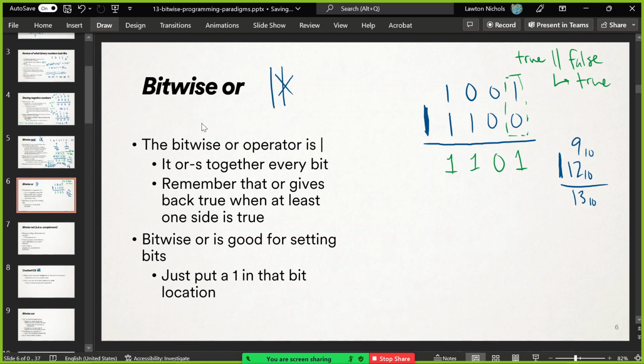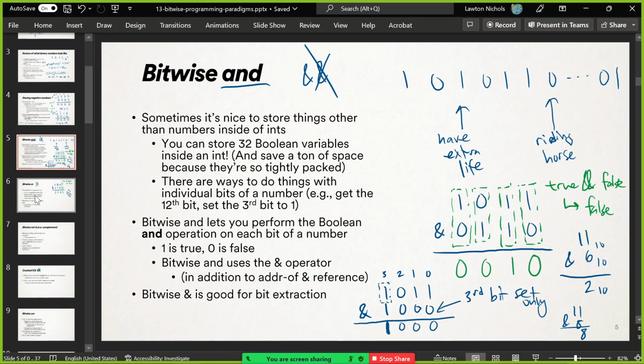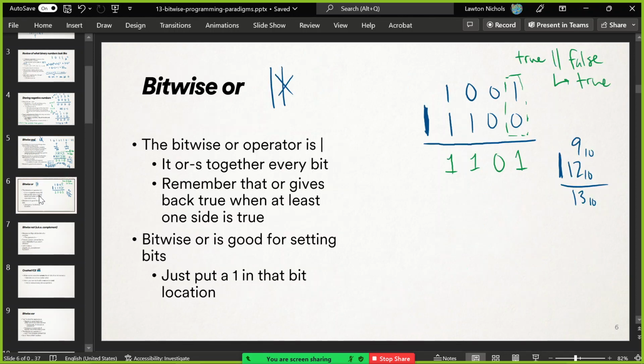So bitwise OR is really good for setting bits. It's kind of like the opposite of AND. AND was good for extracting bits, like figuring out, hey, was bit 3 set, was bit 40 set, if I have that many bits in my number. Bitwise OR is good for setting a bit. Okay? So for example, let's say I have this starting number, like 1, 0, 1, 0. And remember the bit ordering. This is bit 0, this is bit 1, this is bit 2, this is bit 3.